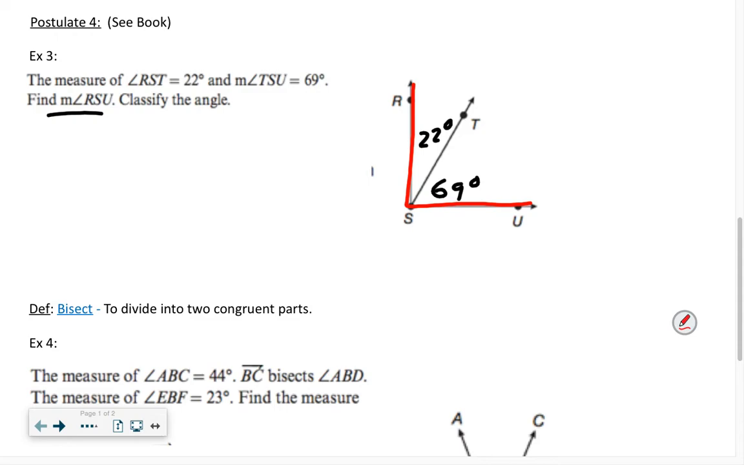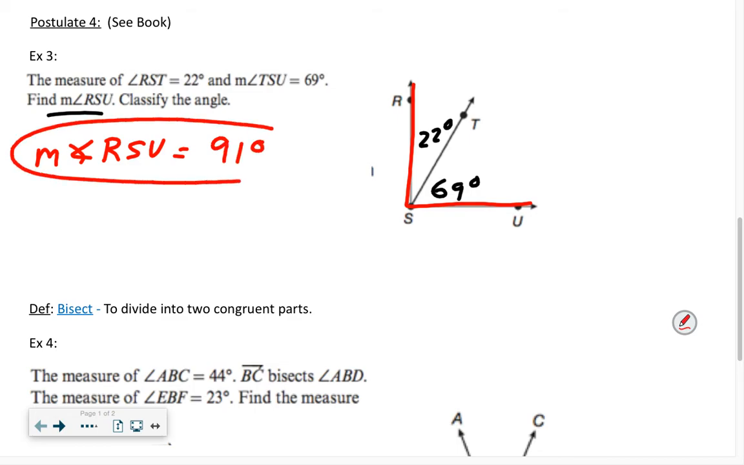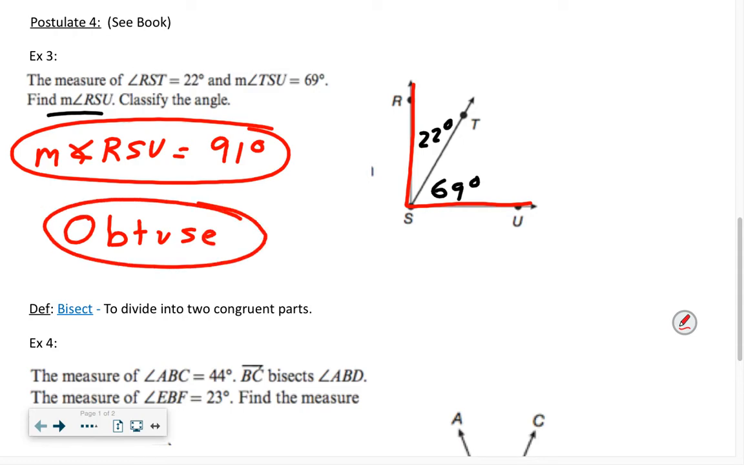So obviously, if I want to find that angle in red, the angle addition postulate tells us we can add those two together. 22 and 69 will get us a total of 91. Which means we're looking at what type of an angle? Basic.